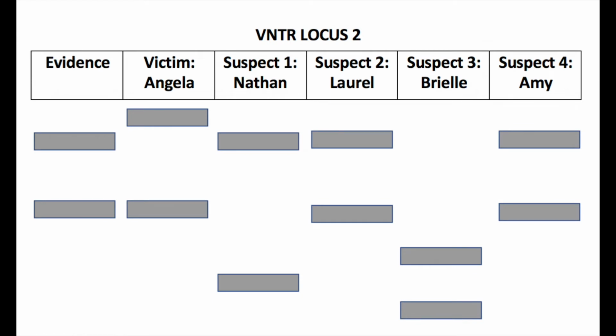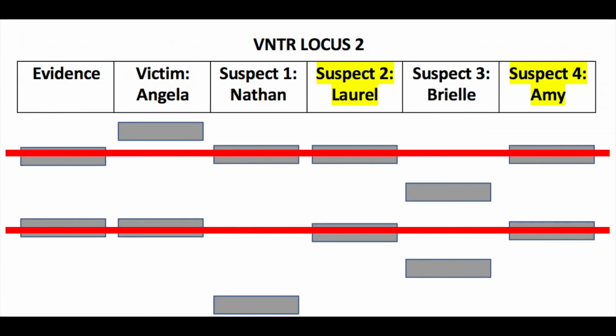To determine who the real killer is, we will now have to look at a second locus to see if any previous culprits match up. Here we see that Amy is one of 2 suspects with a perfect match to the evidence. However, we already ruled her out from being the murderer as she did not match for the first locus. Nathan again matches one allele but cannot be the murderer, and Brielle does not match any. That leaves us with Laurel as the only one left.